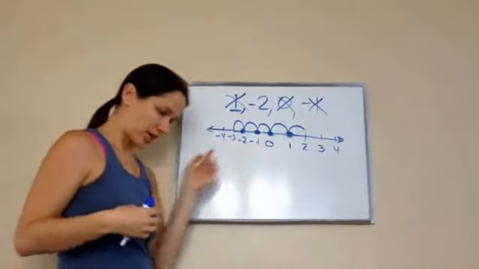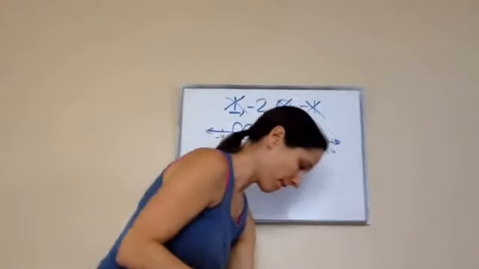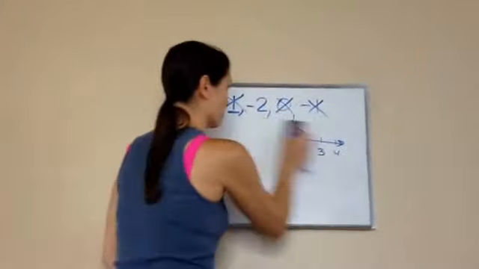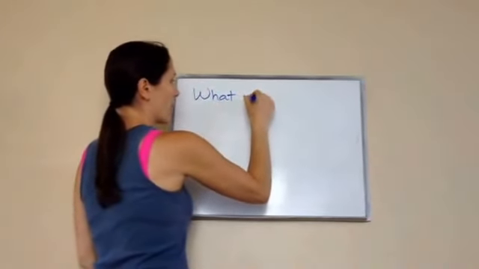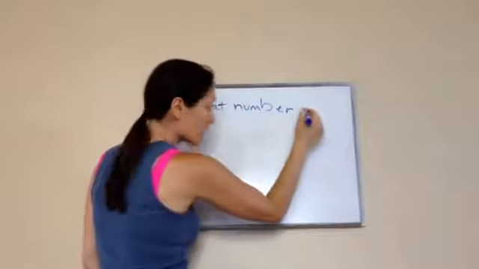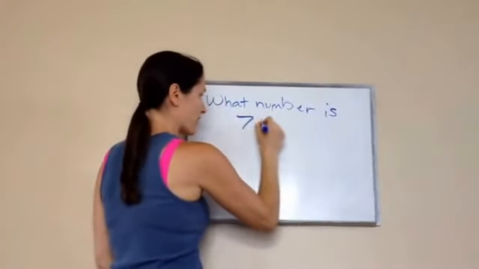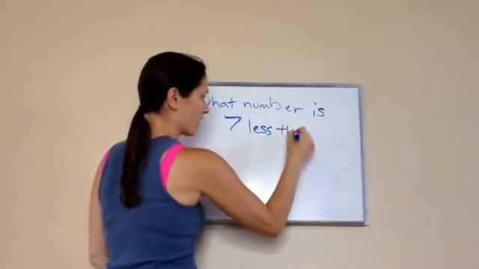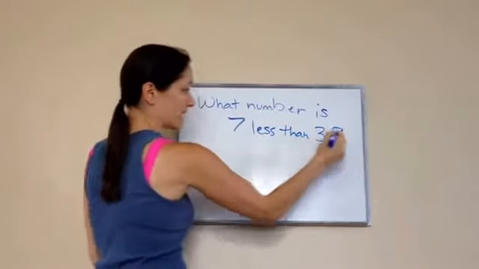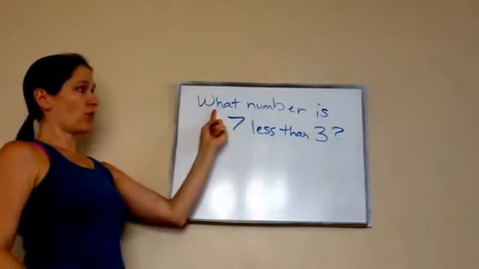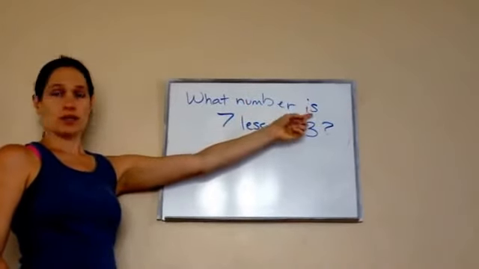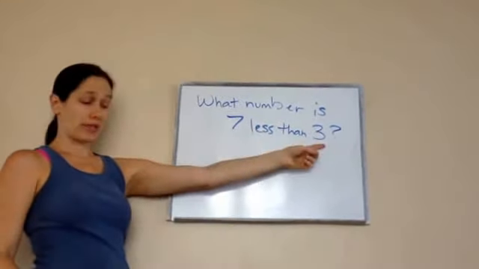It's best to look at a chart. You got that? All right, last problem. All right, listen to this. What number is 7 less than 3? That's the question. So read that with me. What number is 7 less than 3?